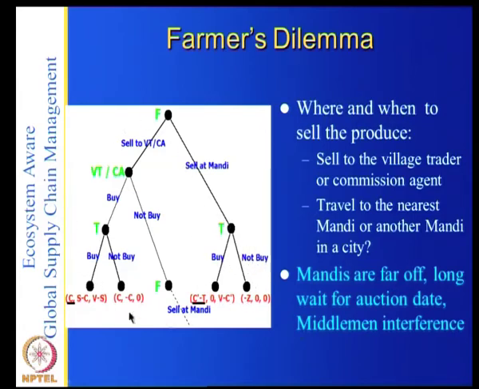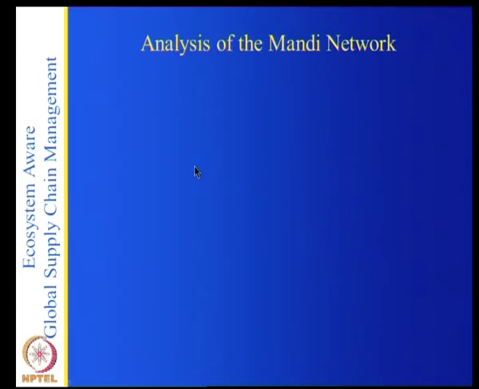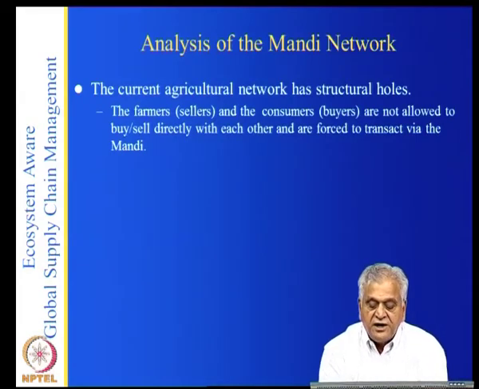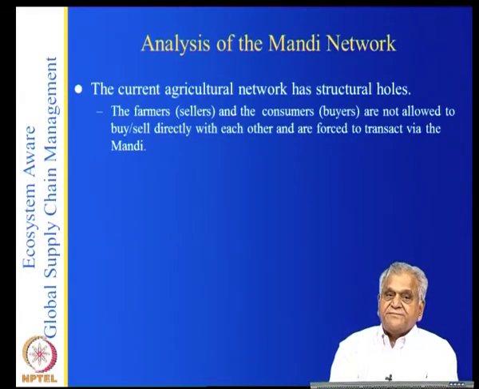So you have a decision tree where you can find out whether you want to sell depending on the probabilities here. So how do we analyze this one? Current agriculture network has structural holes. The farmers, who are the sellers, and the consumers, buyers, are not allowed to buy and sell directly with each other and are forced to transact via the Mandi.